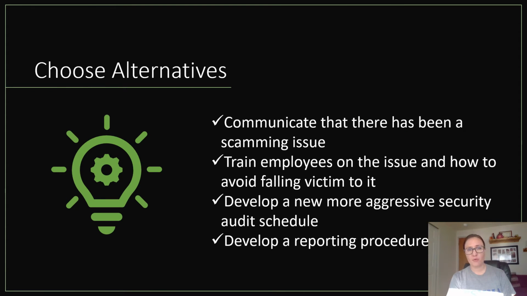When applying the information from the textbook on the decision-making process, it becomes pretty clear that the defendable options that I consider to have a positive impact on others are communicate that there has been an issue with scamming, train employees on the issue and how to avoid falling victim to it, develop a new, more aggressive security audit schedule, and develop a reporting procedure.